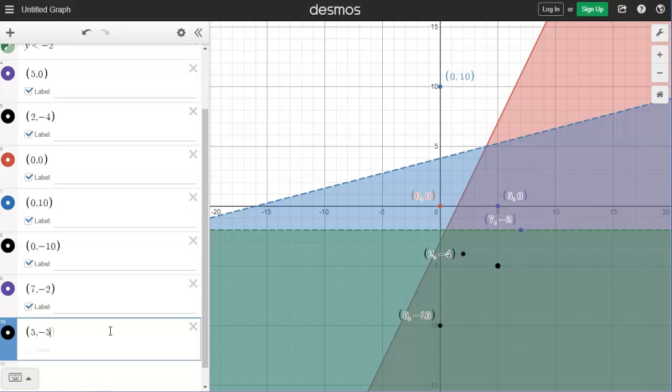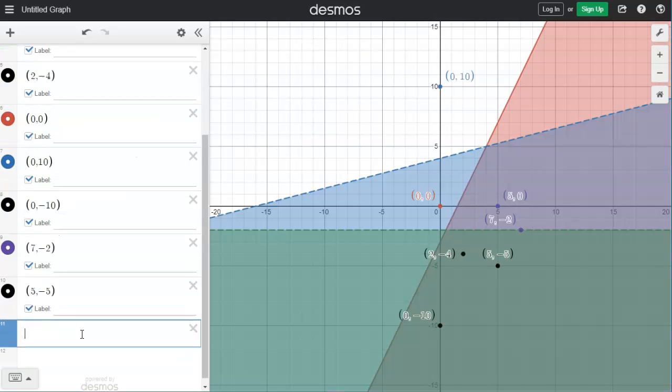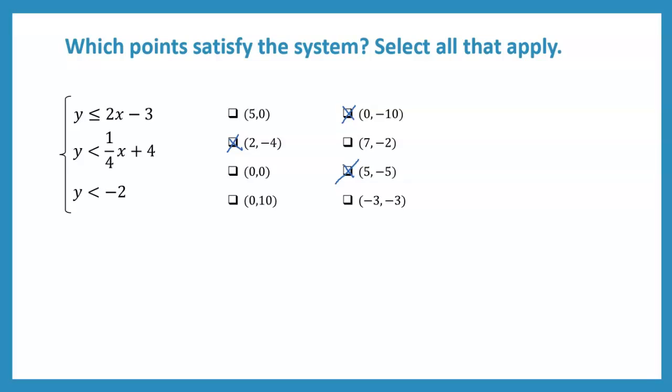Our next one is 5, -5. Let's put a label on that one. That's right here. That one is in the region. So we'll mark that one. Yep, 5, -5 works. And our last one is -3, -3. Let's label that. Okay, so that one's right here. Looks like that's in the green and the blue region, but it doesn't fall below the red region, so that one doesn't work. So we've checked all of these points now. These three were the only ones that fell in that completely overlapping region.